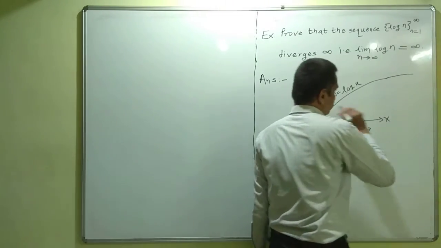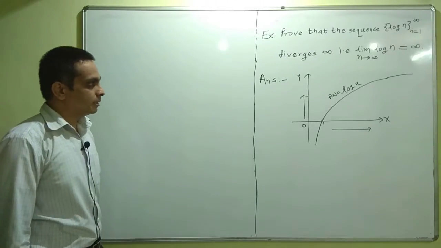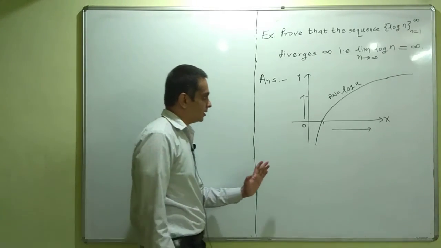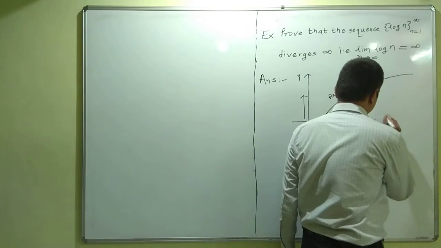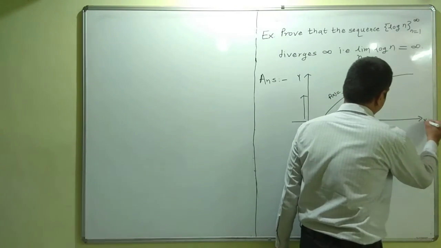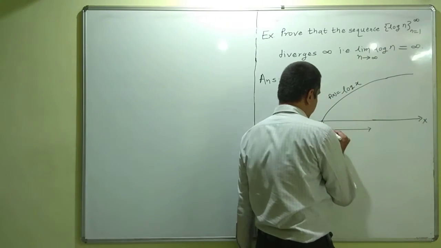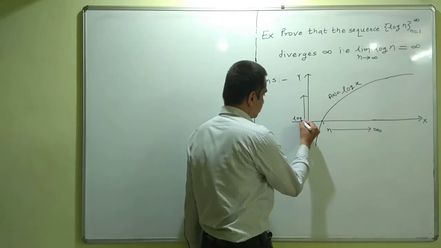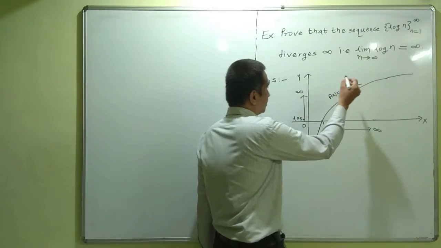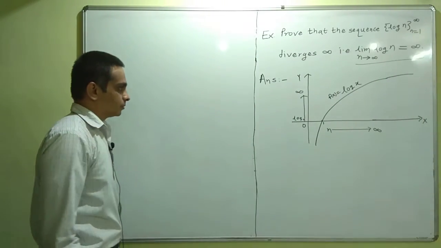But it increases slowly, because you know that log of big numbers is small. So it is increasing but slowly. But still it will diverge to infinity. As x increases, log x also increases. As n tends to infinity, log n will also tend to infinity. So that is interpretation of this. Okay. Let us prove this.